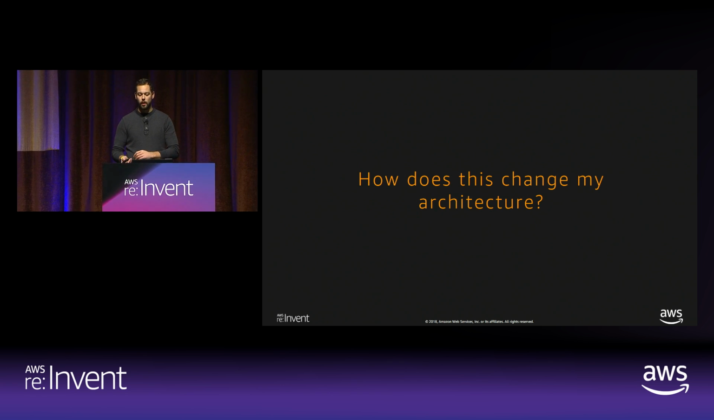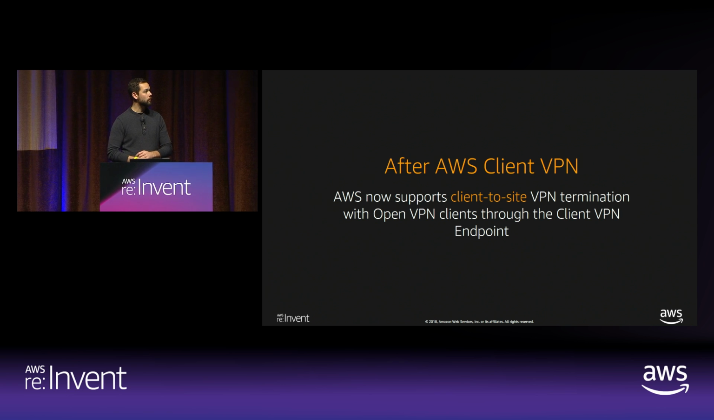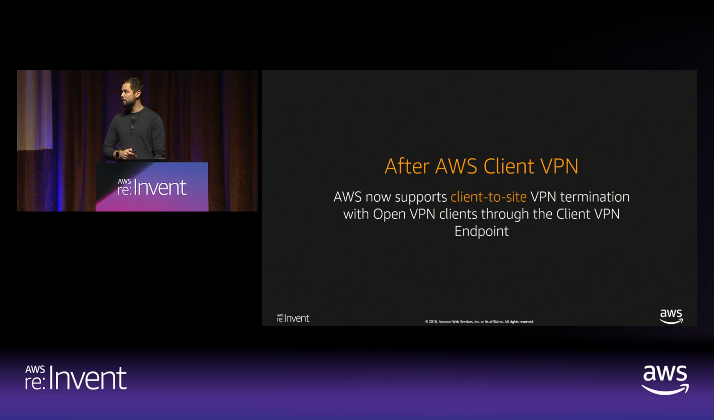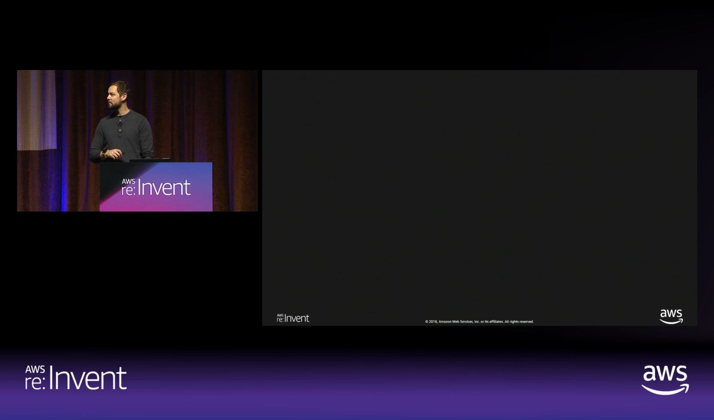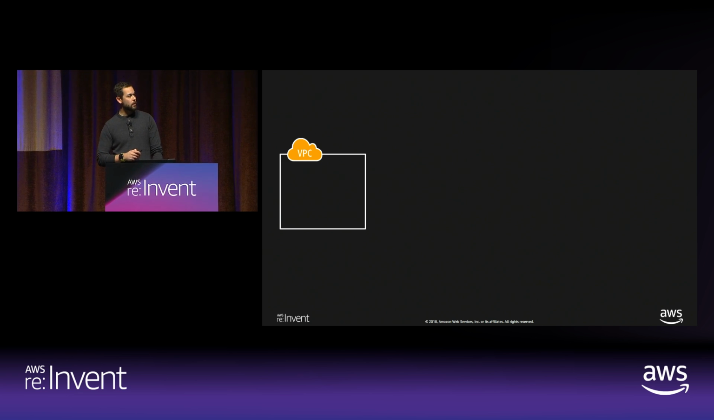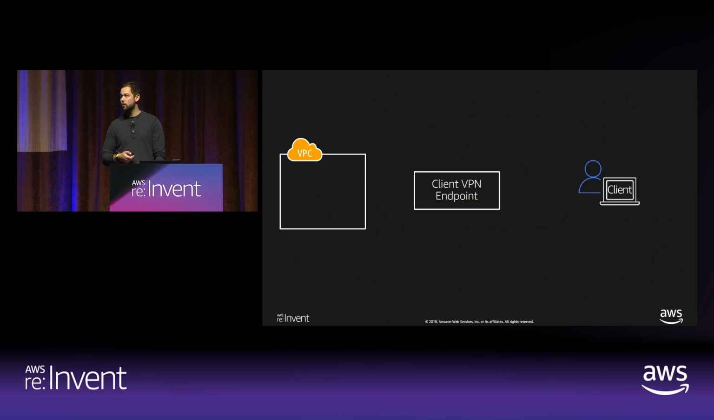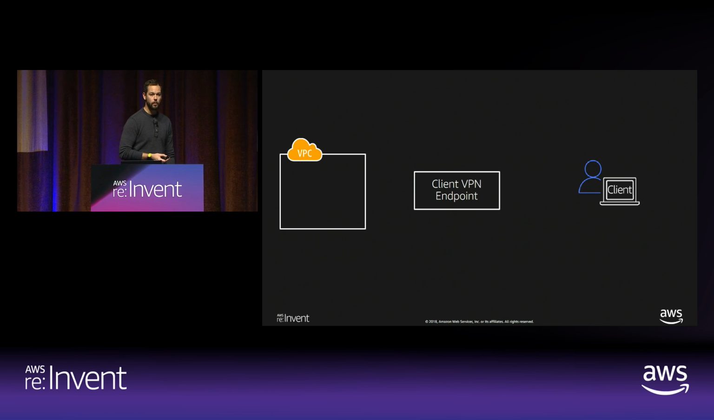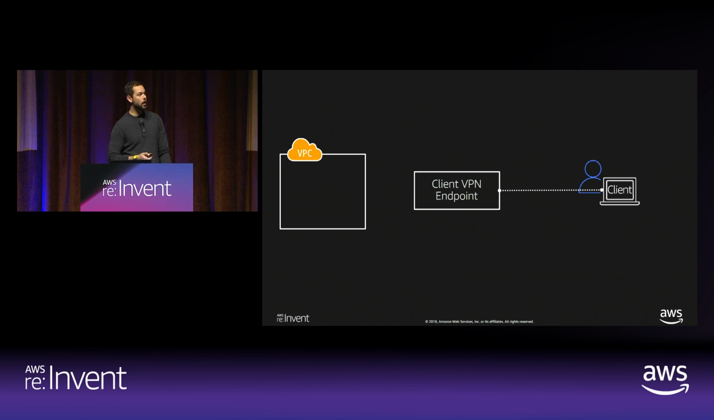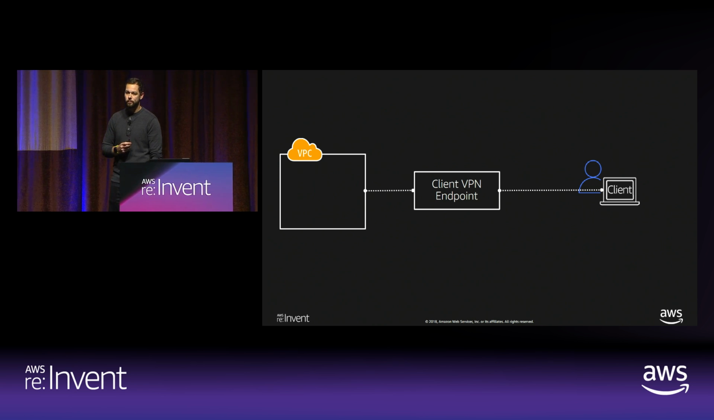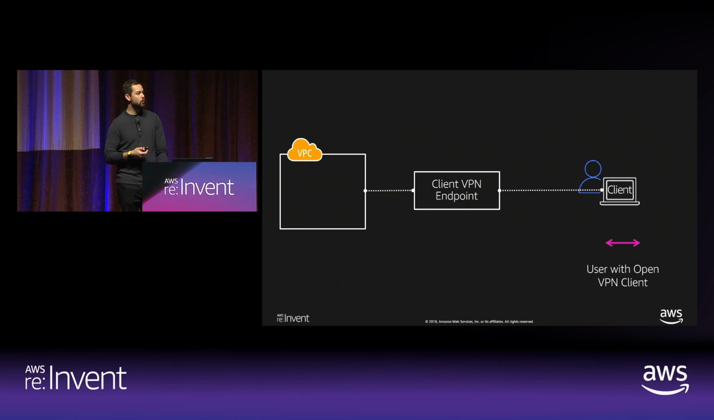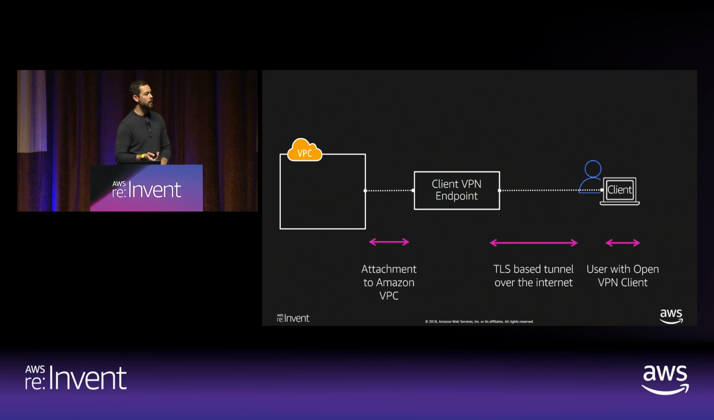So how does client-to-site change your architecture? Well, we now have client-to-site VPN. Awesome, pretty straightforward. It's okay, I've got a slide. Hold on. All right. So we have a VPC, and now we have this client VPN endpoint, which you connect to. So you've got a user with an OpenVPN client or something similar. You can then connect to the client VPN endpoint, and you can attach the client VPN endpoint to a VPC. So if we just have a look at this, you've got a user, OpenVPN, a TLS-based tunnel over the internet. So it's not IPsec now, it's TLS. And then the attachment to the VPC.